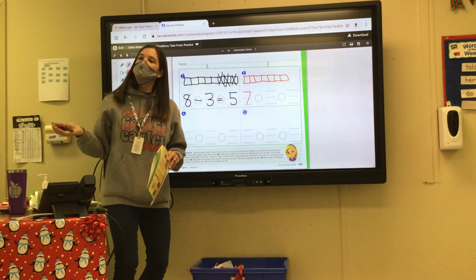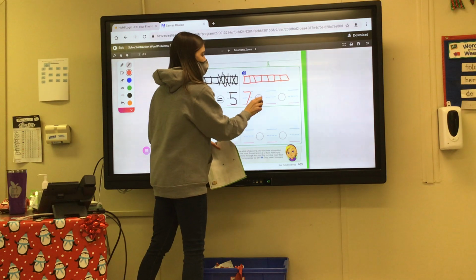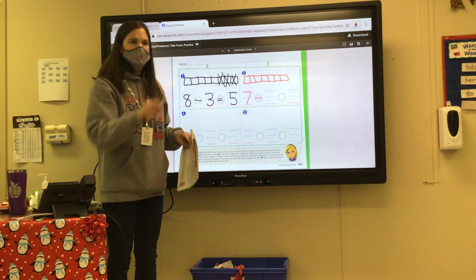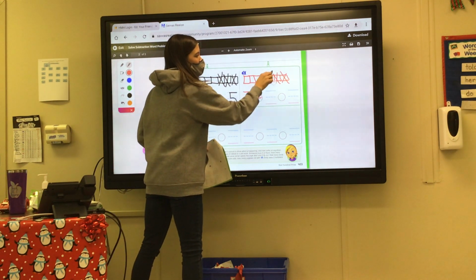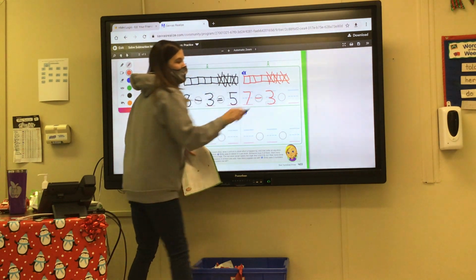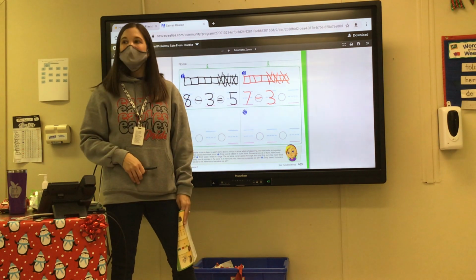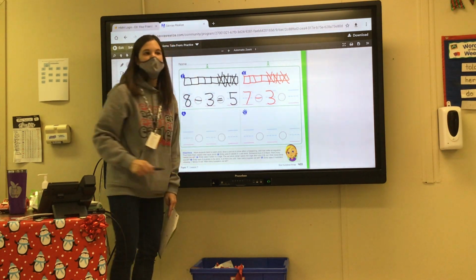If some flew out of the cage, we have to take away. So we got to make sure we put our minus sign. How many flew away? 3. So we have to take away 3. So make sure you put X's on 3. 7 minus 3 equals, how many were left? Count how many are left. How many did you not cross out?